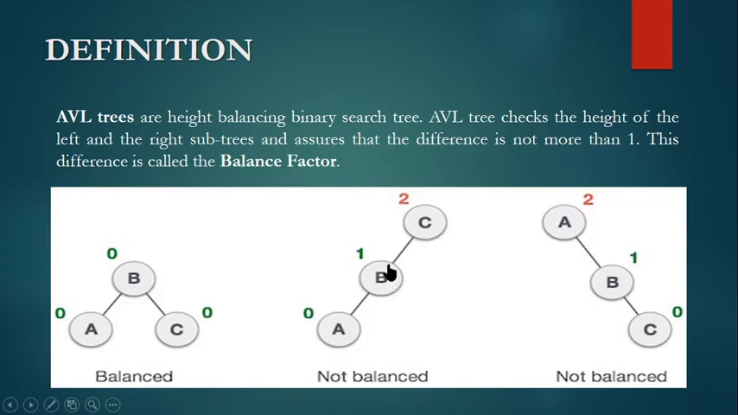Here we have 0. Now come to B. We have one left node, but we don't have any right node. So 1 minus 0 we get 1. Now go to the parent of B. We have two left nodes, and we don't have any other node. So 2 minus 0 we get 2, and I told you it should fall under 0, 1, minus 1. Now we have 2, so we call that a not balanced tree structure.